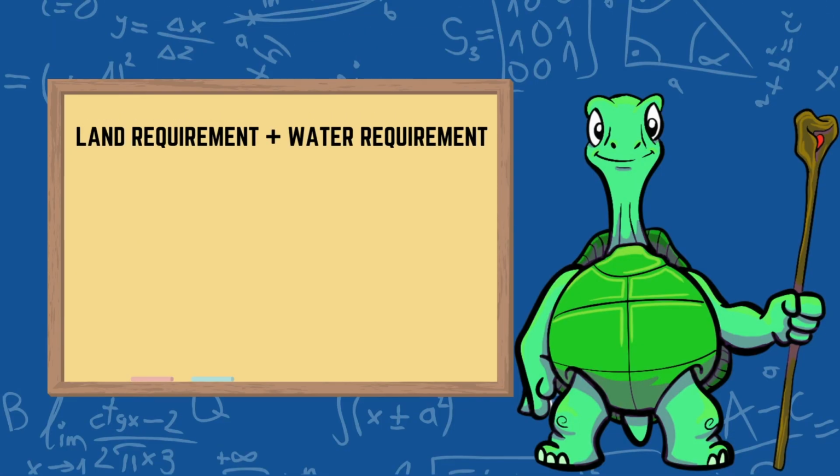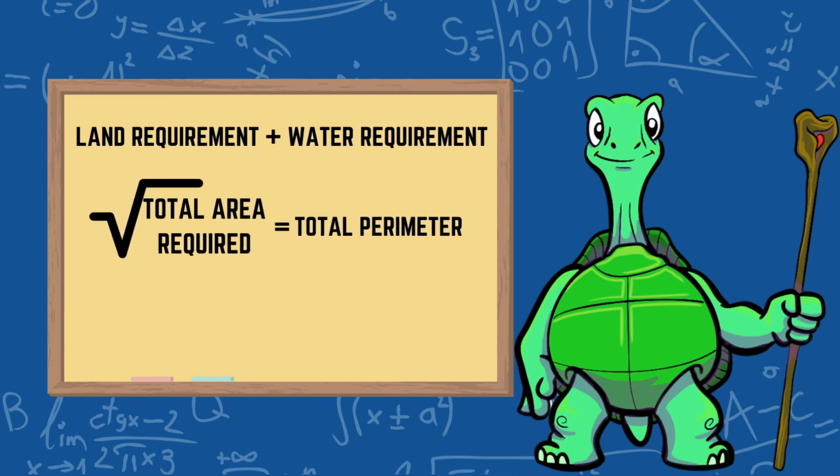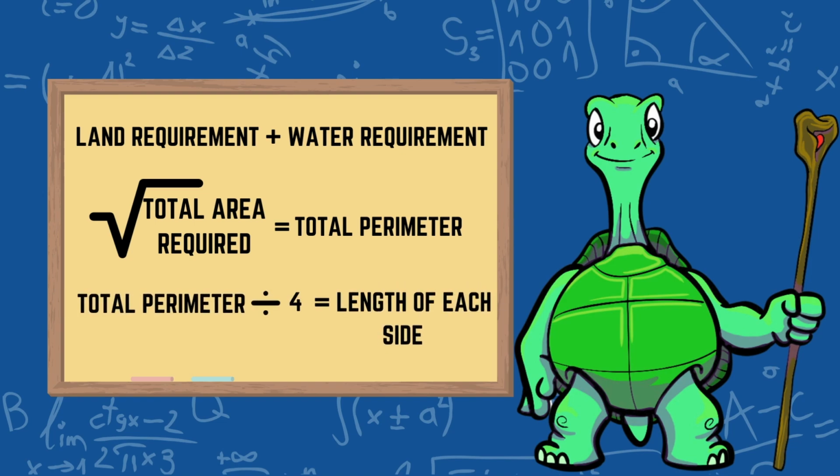The first step to figuring out how to mark out your habitat is to figure out the total area needed, and to do that you just want to add the land requirement and the water requirement. Next up, we need to find out how big the perimeter of this habitat is, and to do that you need to press the square root button and then input your total area of the habitat. This will then give you a result which is your perimeter in meters. And now that we have the total perimeter of our habitat, we can divide that by 4 in order to figure out how long each side needs to be.